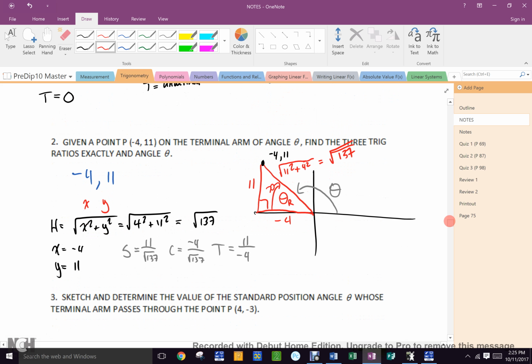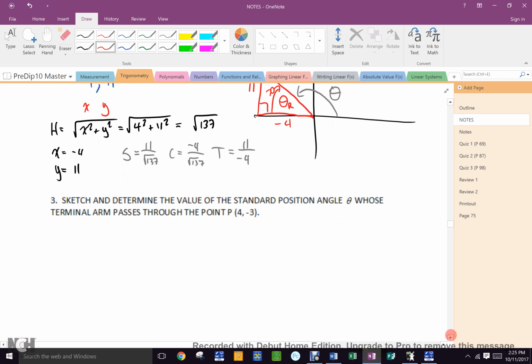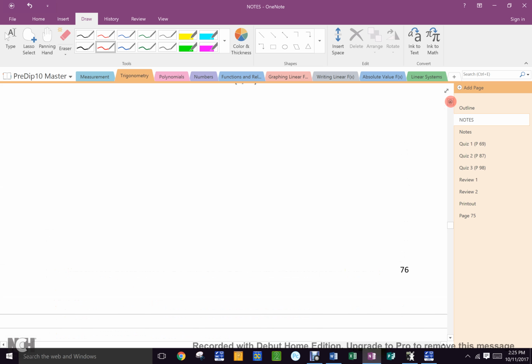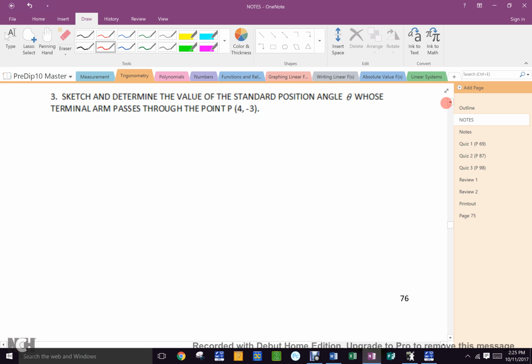Let's try the next one and see if it makes more sense after that. Please do exactly what we did in number 2 with number 3. Do it algebraically and draw it. I don't care which one you do first. And this is the last thing we're doing today.